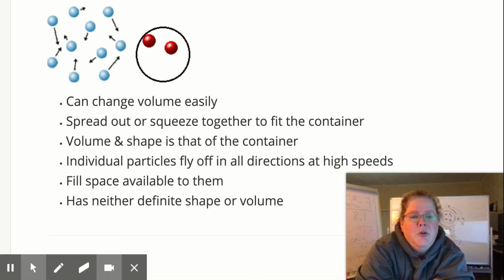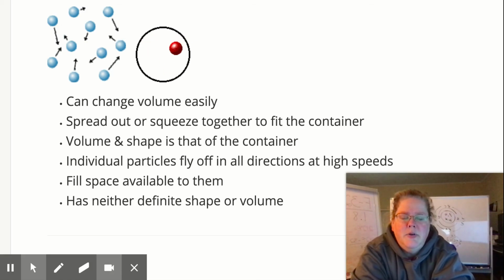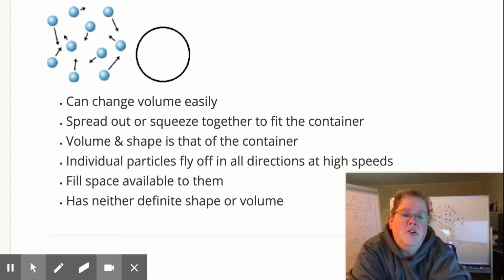We can compress them and put them into scuba tanks and take them underwater to breathe. In fact, the interesting thing is when you compress air, the molecules rub together and they generate so much heat that they actually have to put those tanks in a water bath of cold water to keep the tanks from exploding. So they can spread out or squeeze together to fit the container. Volume and shape is that of the container.